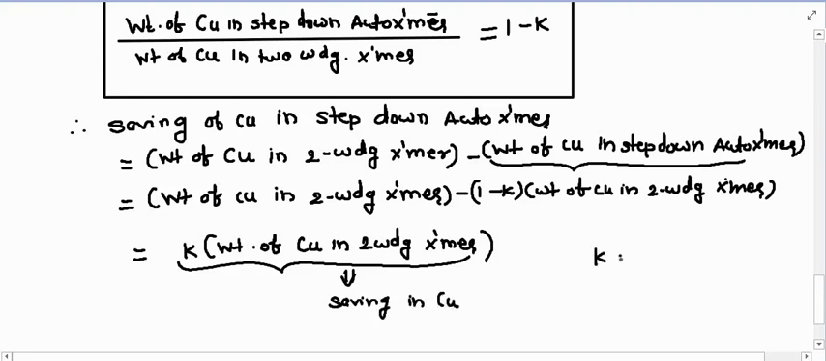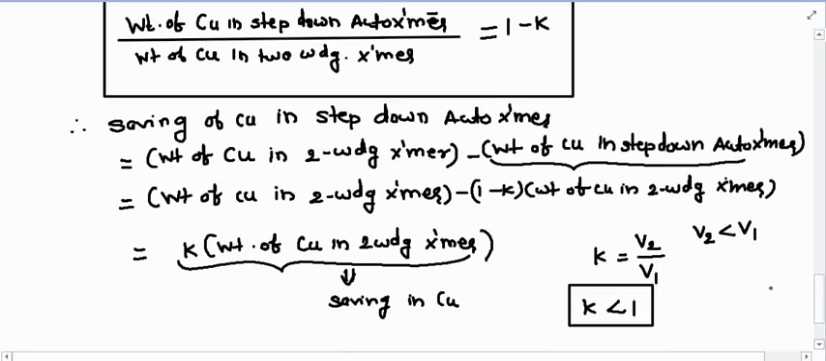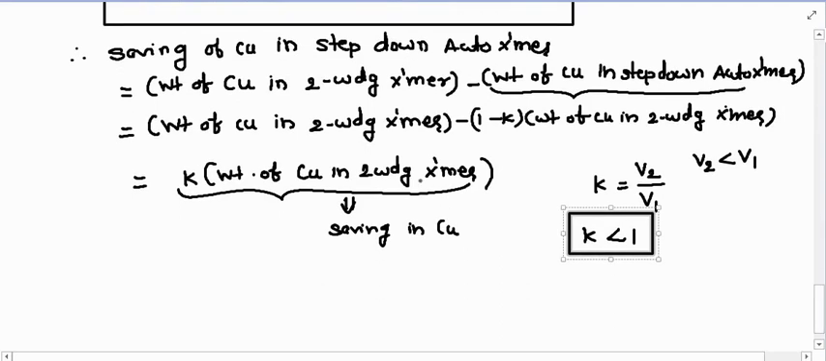What is K? K is nothing but V2 upon V1. Right? So this auto transformer, which type of auto transformer we have considered? Step down transformer. Step down transformer, my V2 is less than V1. So my K is less than 1. So if my K is less than 1, it means there is considerable saving in copper which is required in step down auto transformer. Right? Hence, we have proved that there will be considerable saving in the copper if I use the single winding transformer as a step down auto transformer.